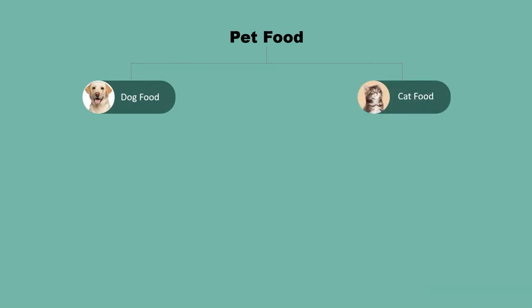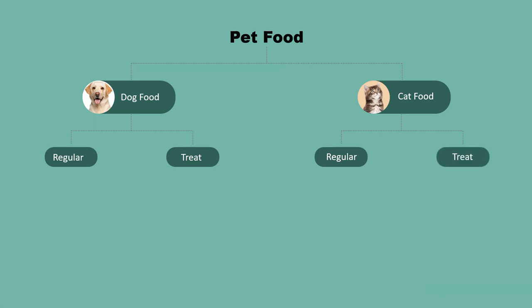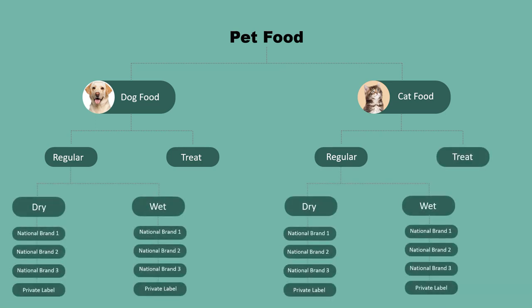In pet food, imagine we have 2 segments, which are dog food and cat food. Again, in dog food, imagine the customer is going to buy food for a dog. Within dog, they have the regular feed and the treats. Imagine they are going to buy a regular feed. In the regular feed, there are dry feed and wet feed. If they are going to buy dry feed, usually the retailer carries 3 national brands and their private labels. So this is how the planogram has to be planned based on the consumer decision tree.